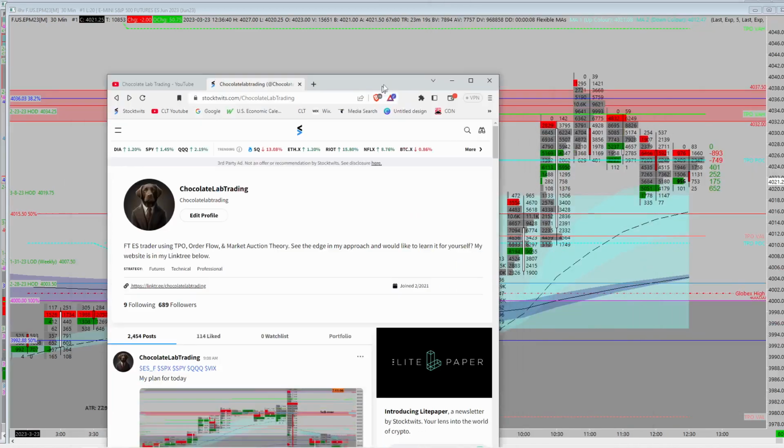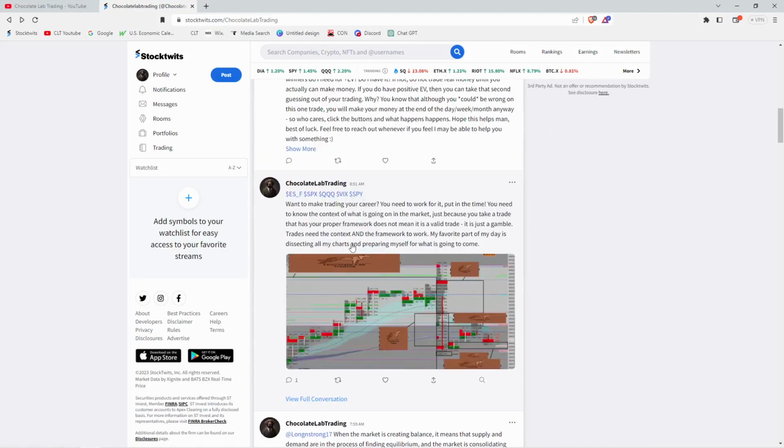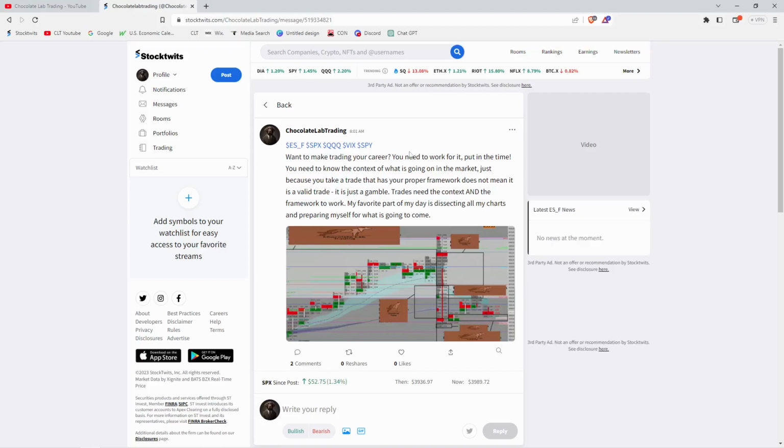Let me pull this back up because this relates, right? I think it was here. So, want to make trading your career? You need to work for it and put in the time. You need to know the context of what's going on in the market. Just because you take a trade that has the proper framework does not mean it's a valid trade. That's just a gamble. Trades need to have the context and framework.